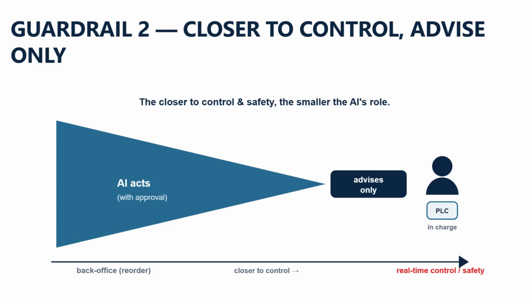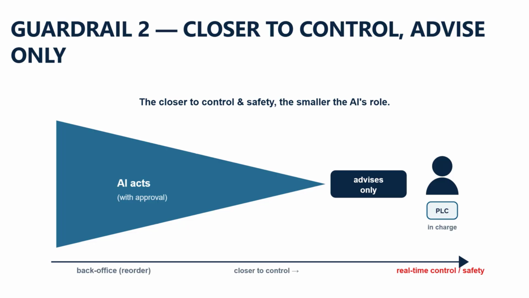You know the firm rule of the control loop. The guardrail behind it is a dial, not a switch. The closer a job sits to control and safety, the shorter the leash. Drafting a reorder? Fine, it can act with approval, but at the sharp end, the actual control loop, there the AI only advises. It never touches the equipment. Same assistant, very different leash depending on where it is working.